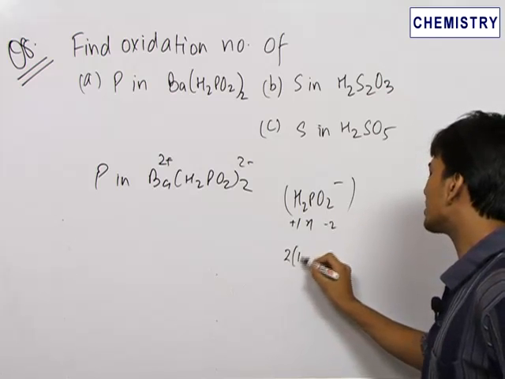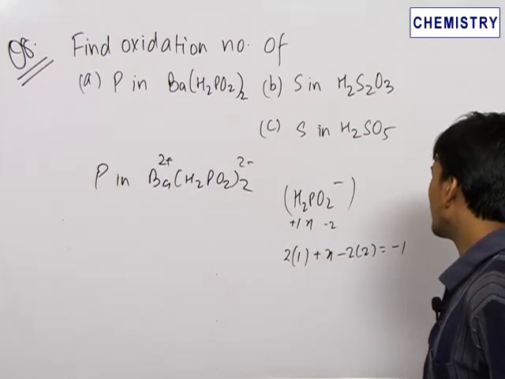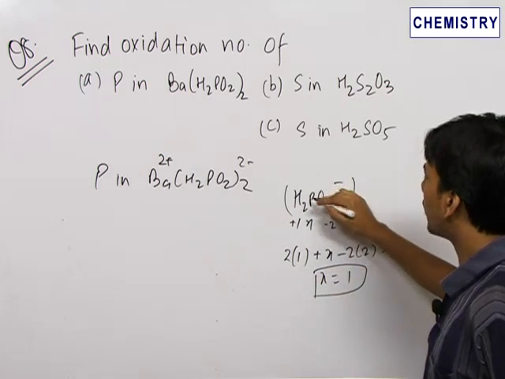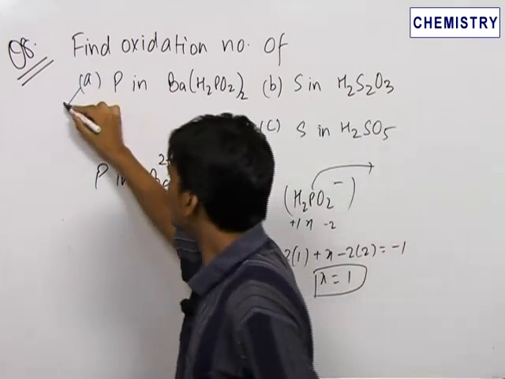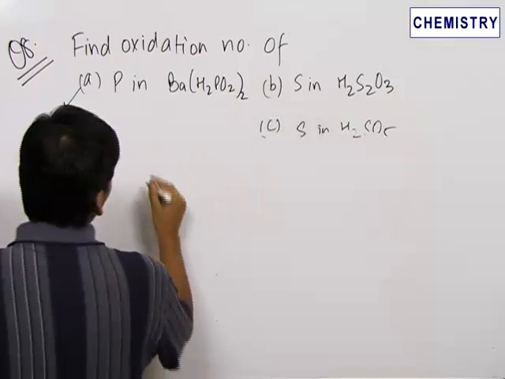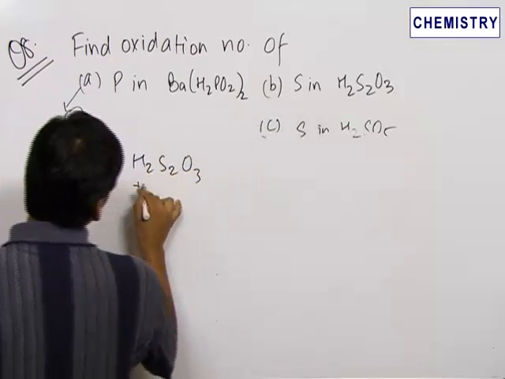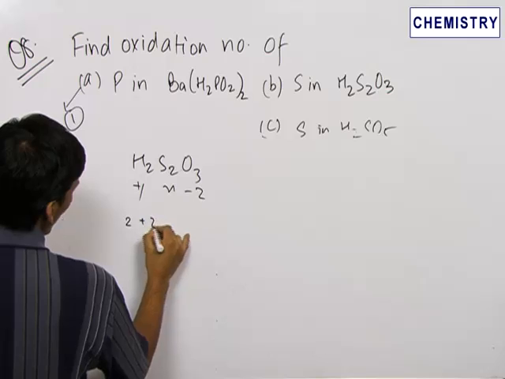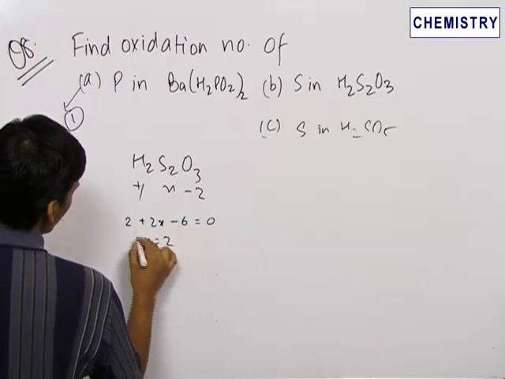Therefore, we write 2 into 1 since there are 2 hydrogen atoms, plus x, minus 2 into 2, is equal to minus 1. Therefore, we get x is equal to 1. Therefore, the oxidation number of phosphorus in the first ion comes out to be equal to 1. Now, let us take the second case of H2S2O3. Going similarly over here, this is plus 1, this is minus 2, this is x. Therefore, 2 plus 2x minus 6 is equal to 0. Therefore, x is equal to 2.